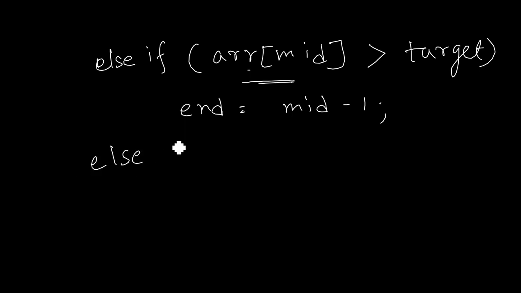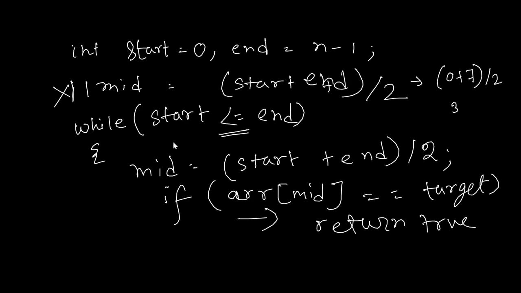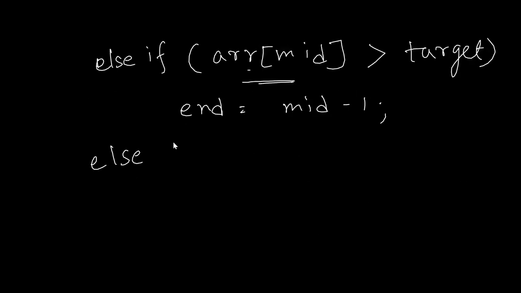Else, only one condition is left now. We have already checked for equality and greater, and the last condition is less than. So no need to check that condition. We can simply write an else, and in that case we will make start equals mid plus 1. Why? Because the left side of the mid is of no use. So we will make our search space the whole right side. So this is the binary search algorithm.